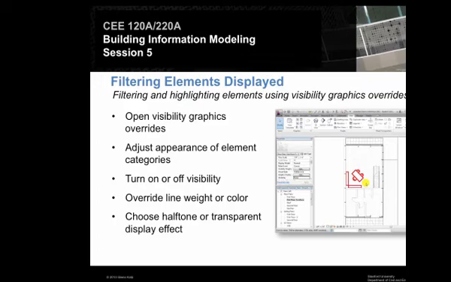Okay, so using visibility graphics, going through and adjusting the appearance of things, turning them on and off, overriding the line weight. You can make them semi-transparent or half-tone them if you want to kind of gray them out a little bit. You have a lot of control for that stuff. Okay, and this same principle is going to keep on coming up again and again.